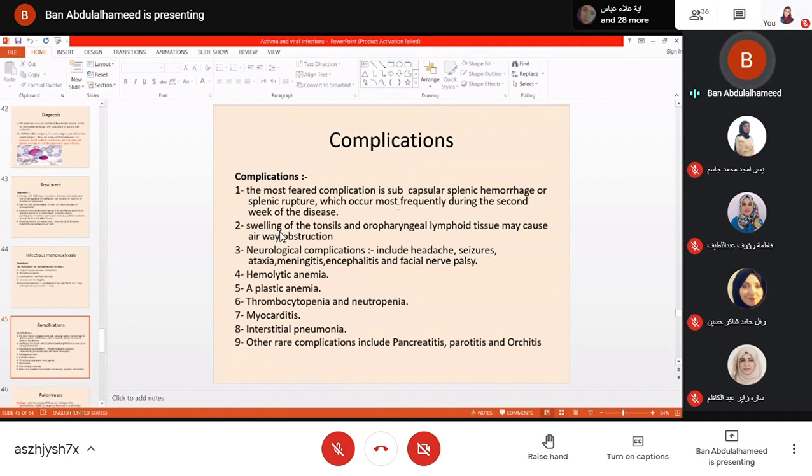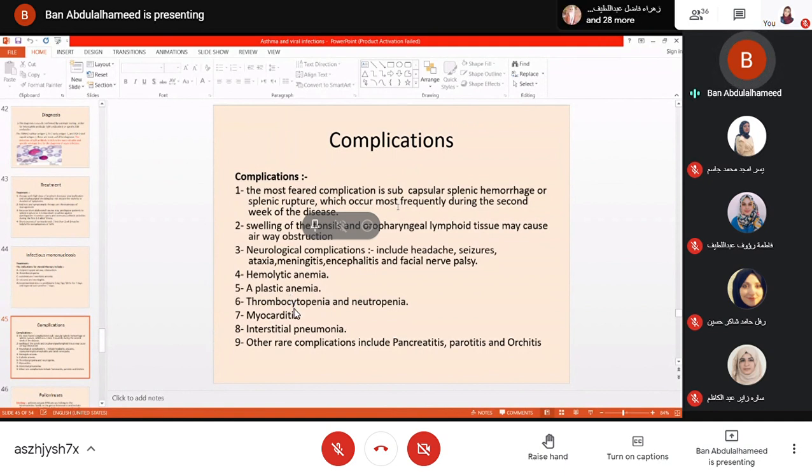Swelling of tonsils and oropharyngeal lymph node may cause upper airway obstruction. Other complications here, neurological complications, which include headache, seizures, ataxia, meningitis, encephalitis, and facial nerve palsy. Other complication اللي هي hemolytic anemia. Other, aplastic anemia, اللي هي depression of the element of the bone marrow.